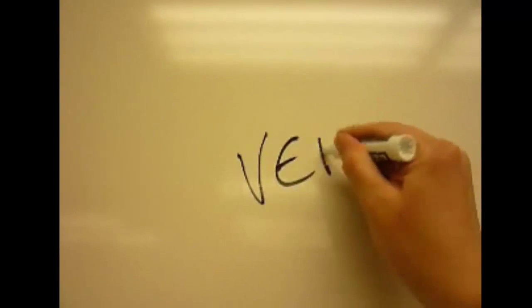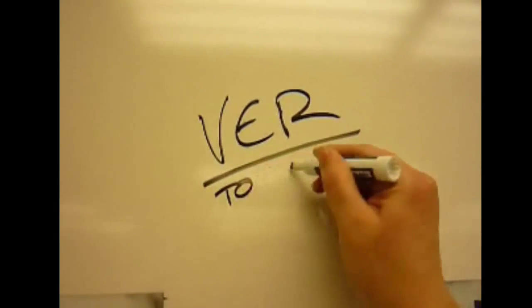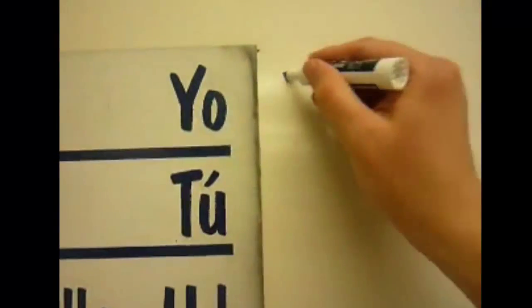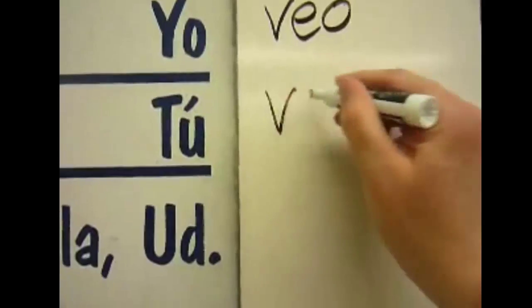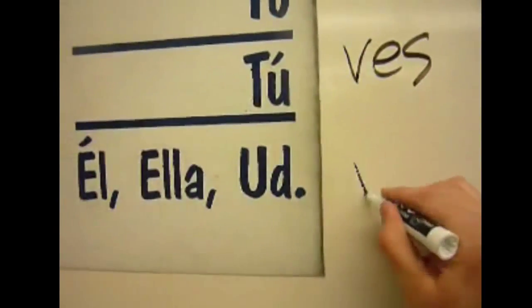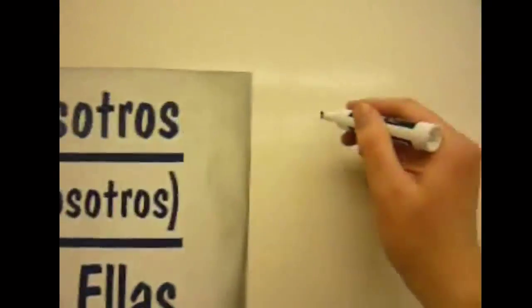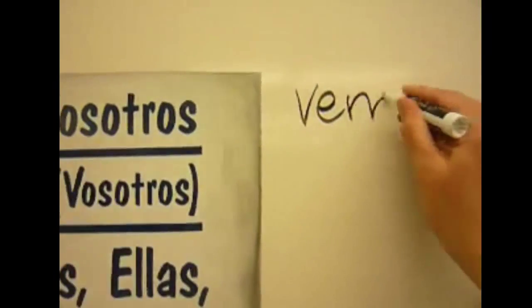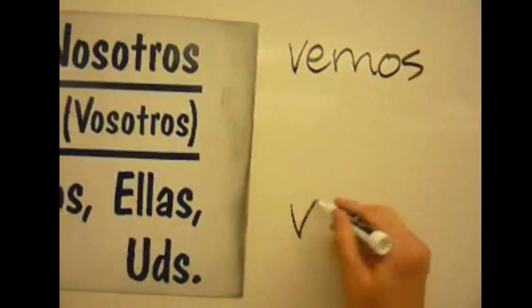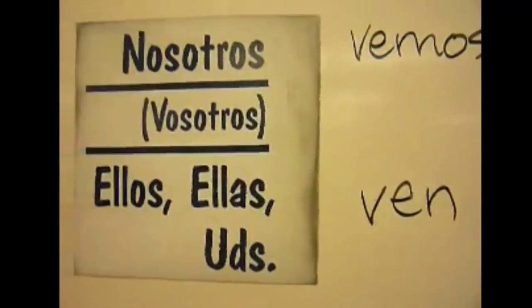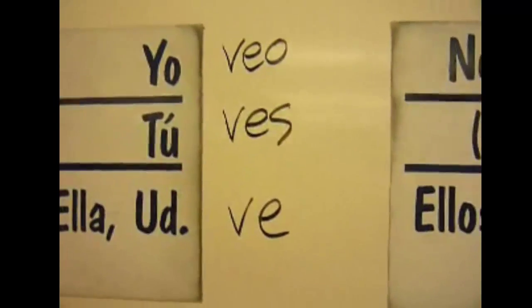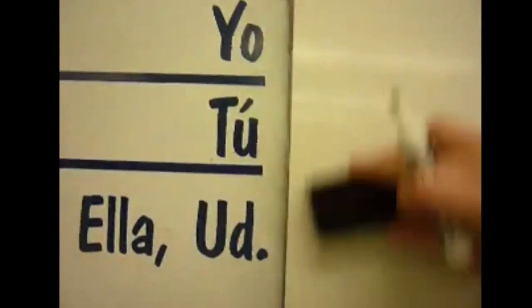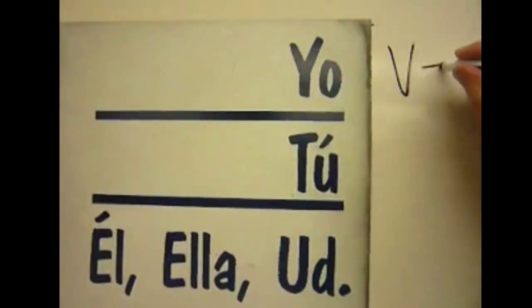Last batch here is the verb ver, to see. Okay, here we go. Well, let's just hit this present tense again real fast. Veo, yo veo, tú ves, él, usted ve, nosotros vemos, ellos, ellas, ustedes ven. Okay, ven la tele, yo veo a mis amigos, tú ves. Okay, here we go. We'll get rid of these and we'll just go right into the imperfect.